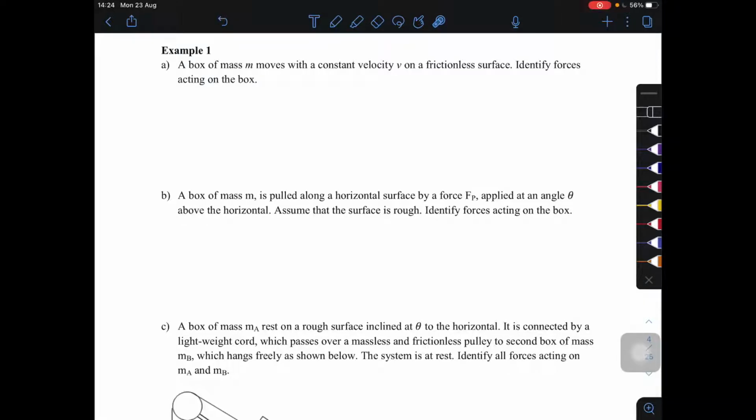Okay, now we will look at the example here where we need to identify forces based on a given situation. Okay, so we look at the first one. A box of mass m moves with a constant velocity v on a frictionless surface. Identify forces acting on the box. So we have a box here with a mass m, moves with a constant velocity v on a frictionless surface.